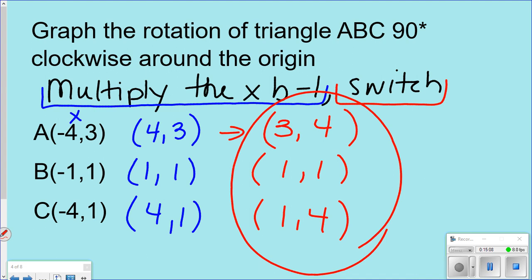This is my new one. This is the old, this is the new. See how it's rotating around the origin? That's what it would look like. Okay, how are we doing? So far, so good?